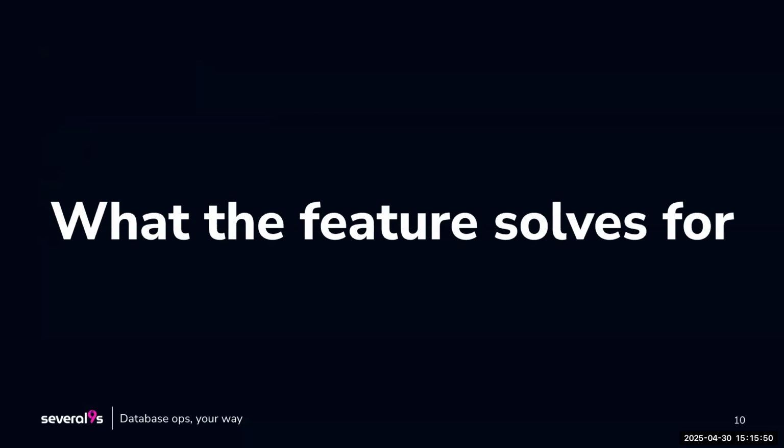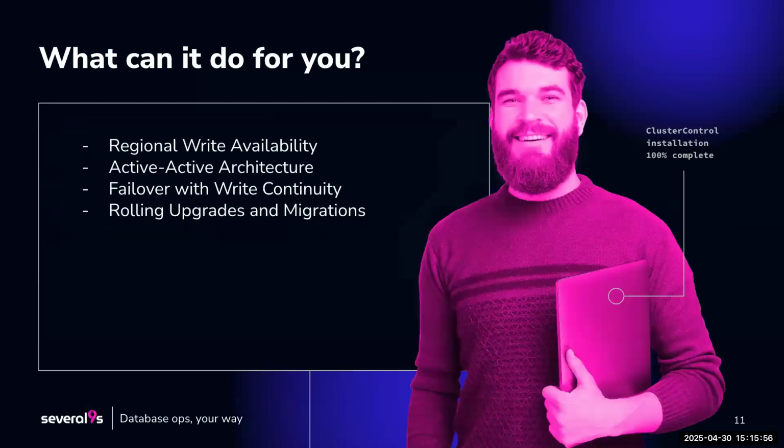Now let's see what the feature solves for. Well, first, regional write availability. In a traditional setup, all writes go to a single primary node in one geographic region. So in applications running on other regions or data centers, you could have high latency. So you need a good network. You also have a potential downtime in case of failover or attacks, which is a problem, of course.